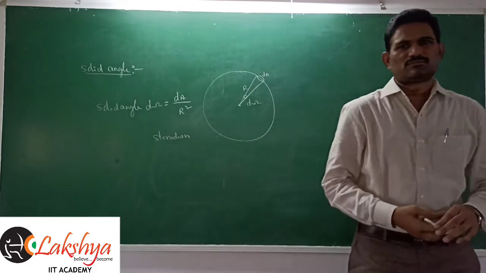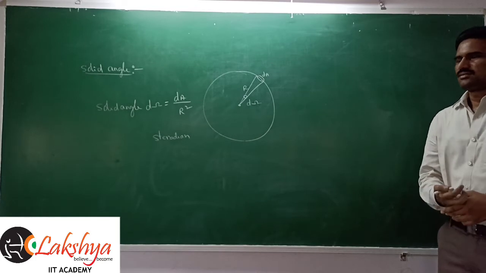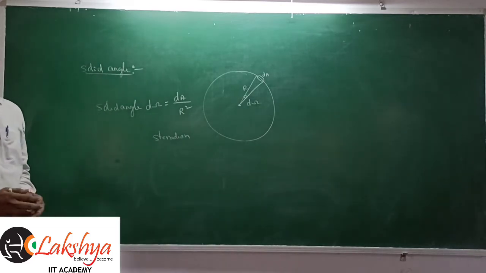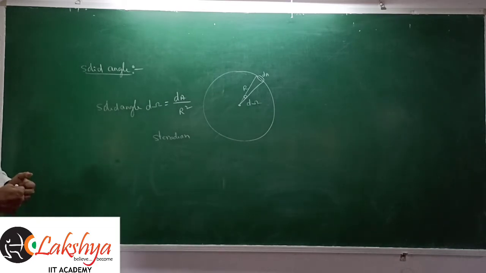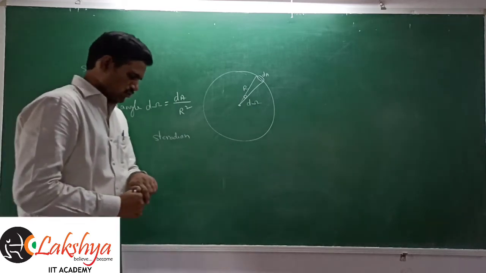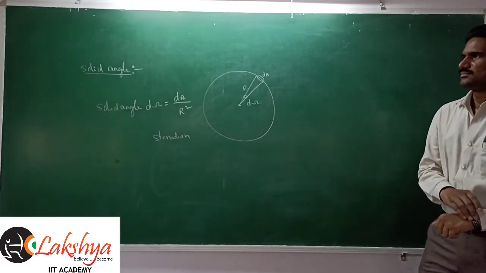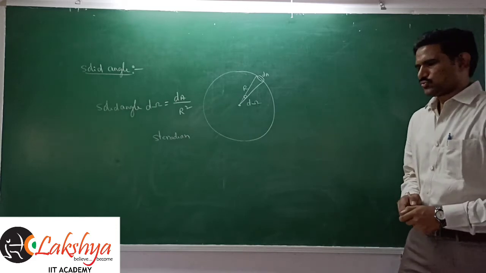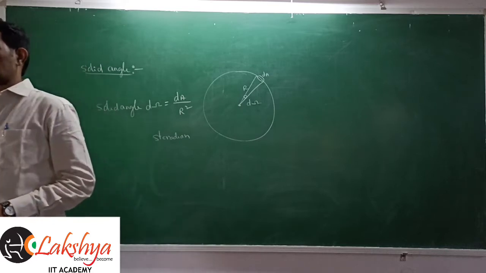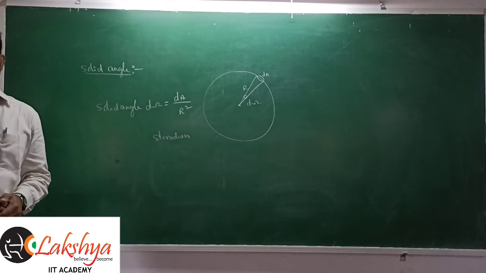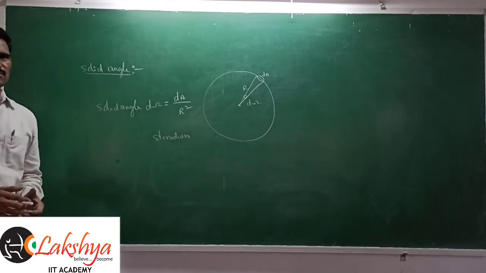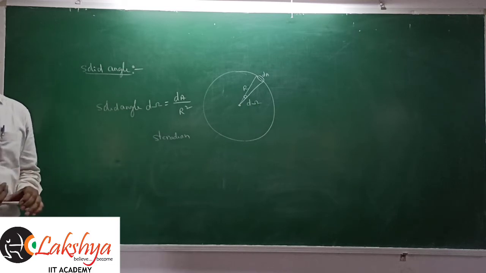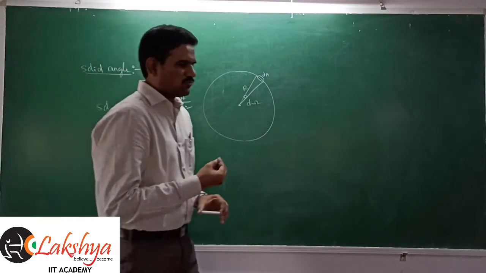So it is a unit of this solid angle. So just write the definition. Solid angle is defined in 3D as the ratio of the area of the small element to the square of the radius of the sphere of which this element is a part.